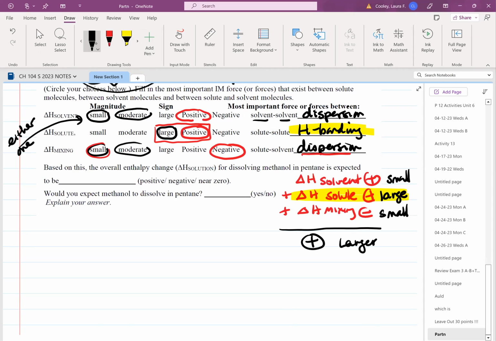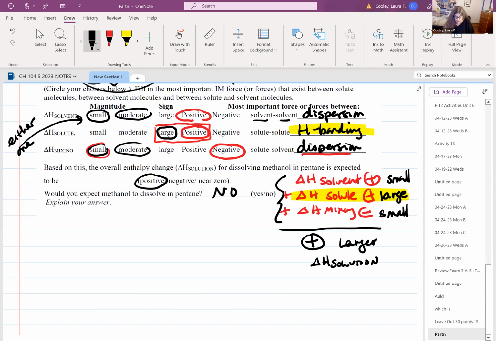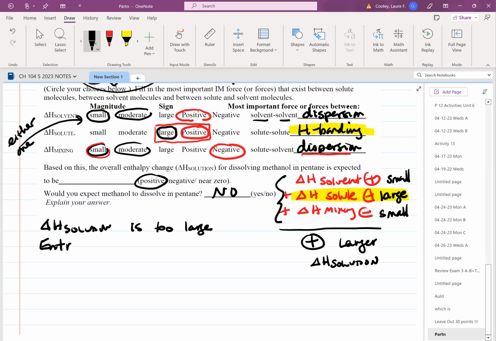Okay, so delta H solution, which is the sum of these three, will be large and positive. If you have the same type of forces that are breaking up as the ones that formed, then delta H solution is around 0. But here, because you're not releasing the same energy that was required to break up the hydrogen bonds, this is expected to be positive. And you would not expect methanol to dissolve in pentane, because I would say that the delta H solution is too large. Entropy can't overcome that. Entropy can overcome a small positive delta H solution, but not a large one.